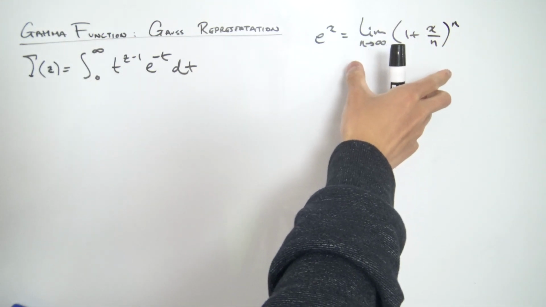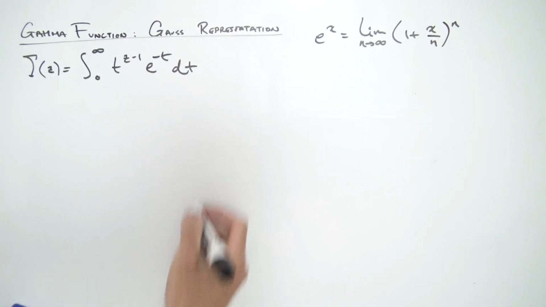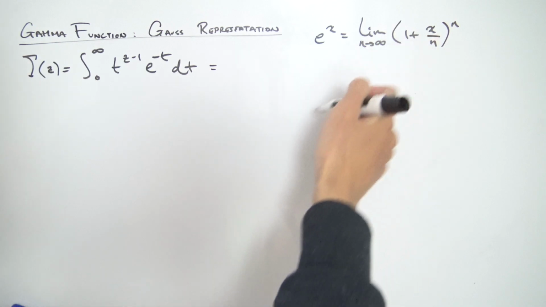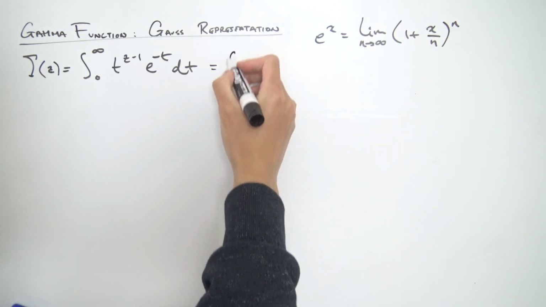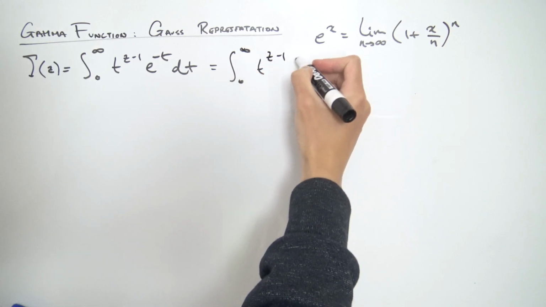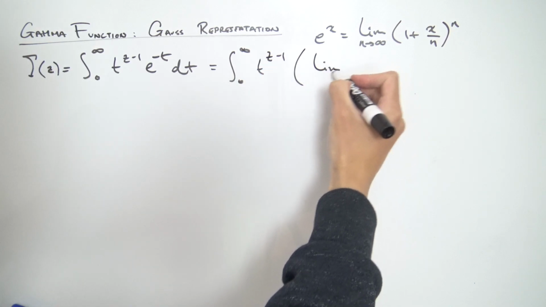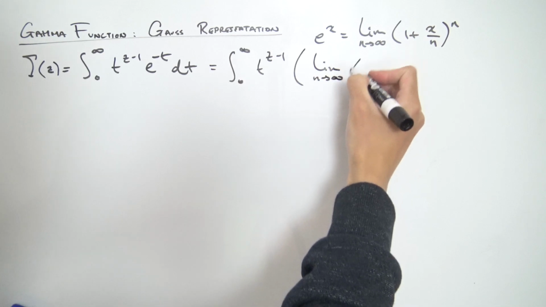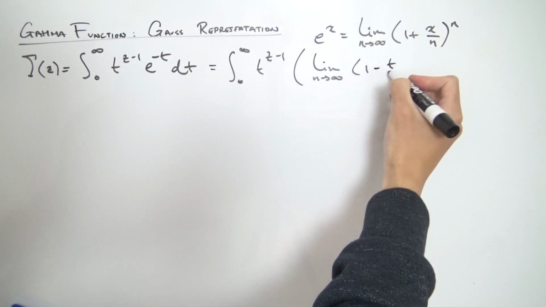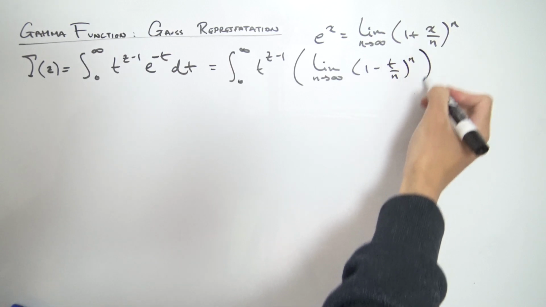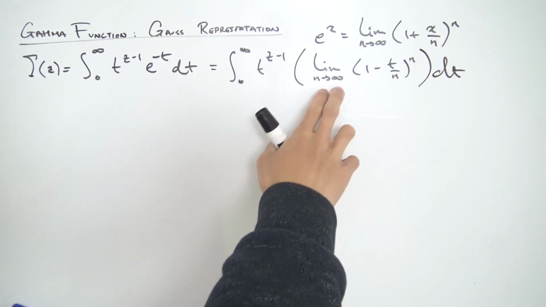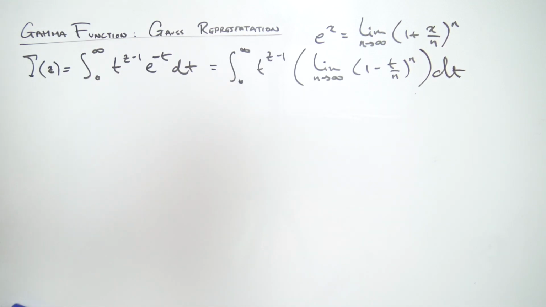And we're going to be making this replacement inside of this integral. Notice our x in this case is minus t. So if we plug minus t in here, we're going to get the integral from 0 to infinity of t to the z minus 1, and then the limit as n approaches infinity of (1 minus t over n) raised to the nth power, dt.